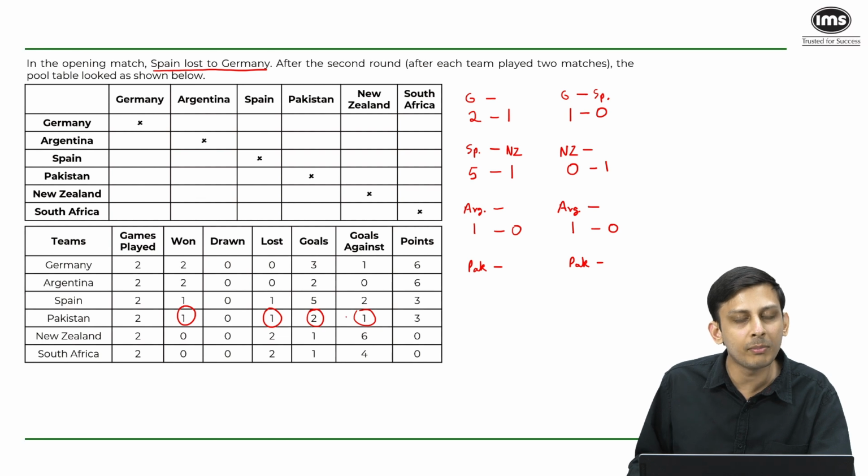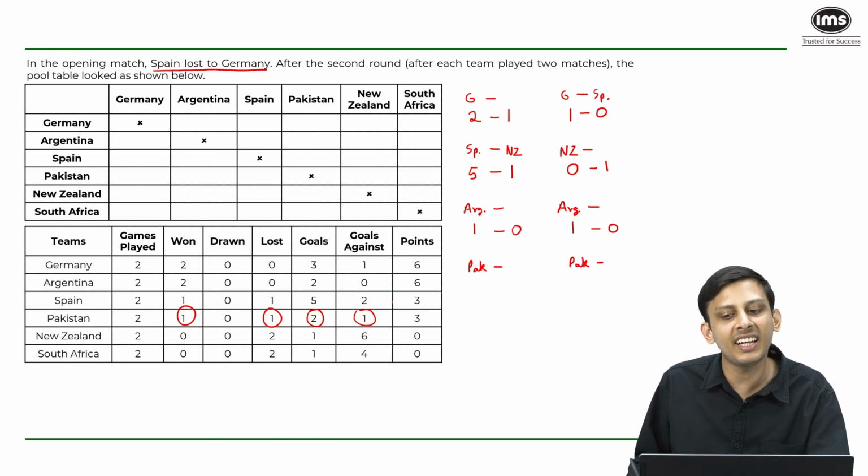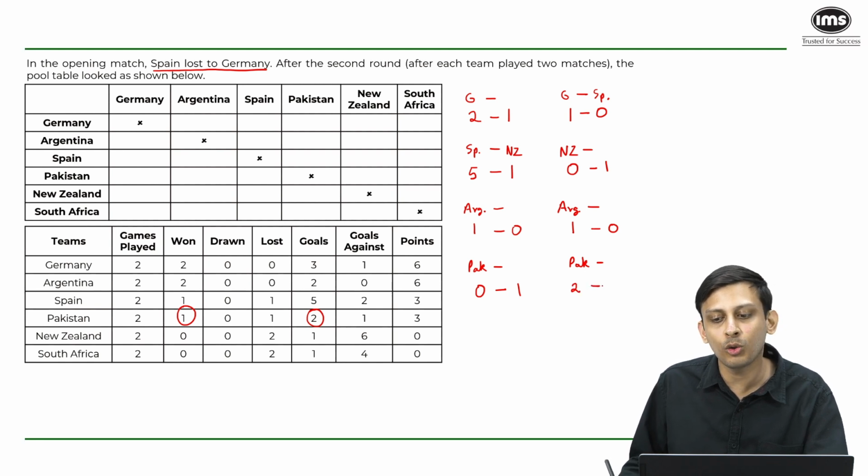Now, if it is losing 1 match, then that has to be the match where it is conceding 1 goal. And in that match, Pakistan must be scoring 0 goals. That is how it will be losing this match. And now, in the other match, therefore, it will be winning. And it will be winning by scoring 2 goals. So the other match will be 2-0.